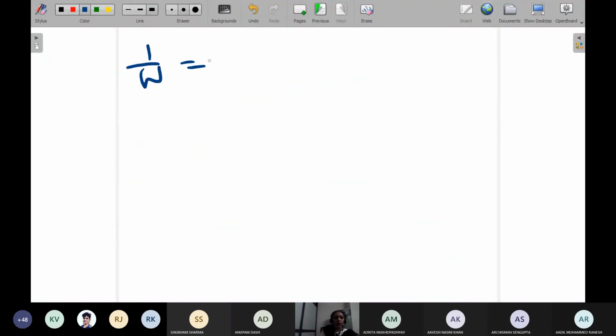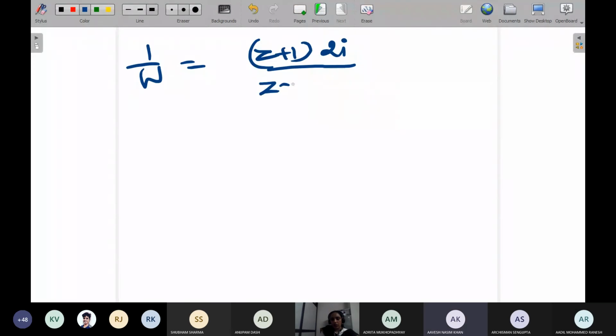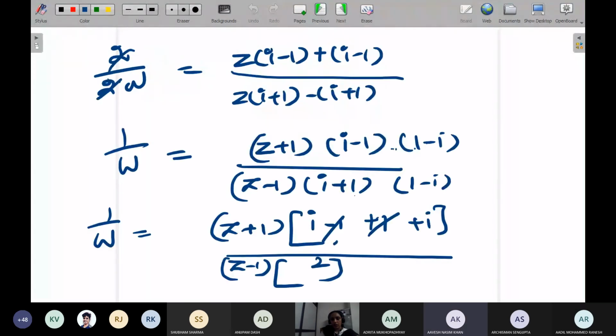So 1 by w will be equal to 2i into z plus 1 into 2i divided by... Ma'am, it should be minus 2. Where, dear? Where minus 2?